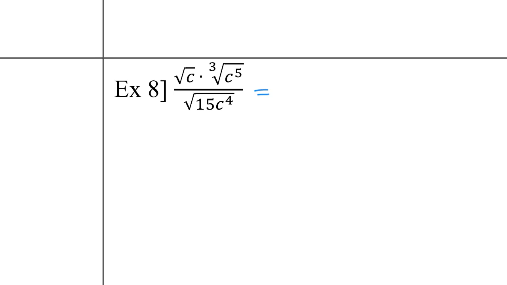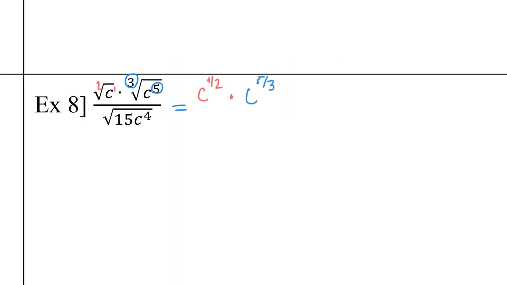We have the square root of c, so the exponent is a 1 and the index is a 2. So this is going to be c to the 1/2 power times. Then we have the cube root of c to the 5th. Well, the exponent is a 5 and the index is a 3. This is going to be c to the 5/3. So since these are the same base multiplied, the rule says I can add my exponents together. So this is going to turn into c to the 1/2 plus 5/3.